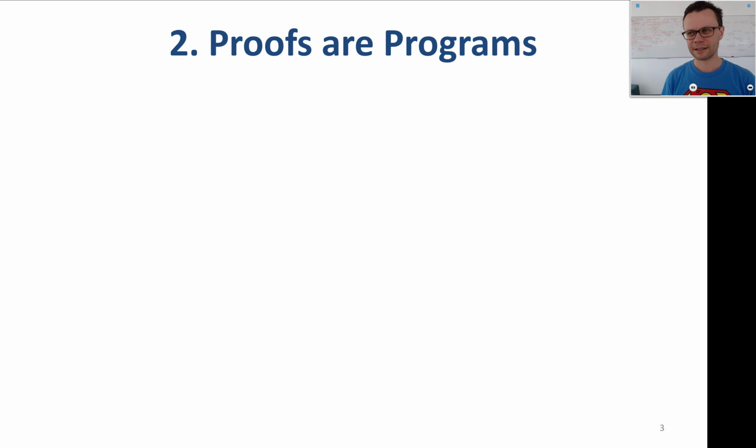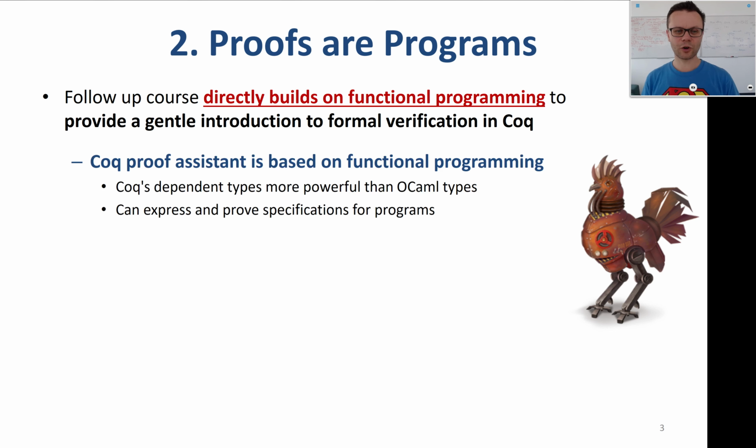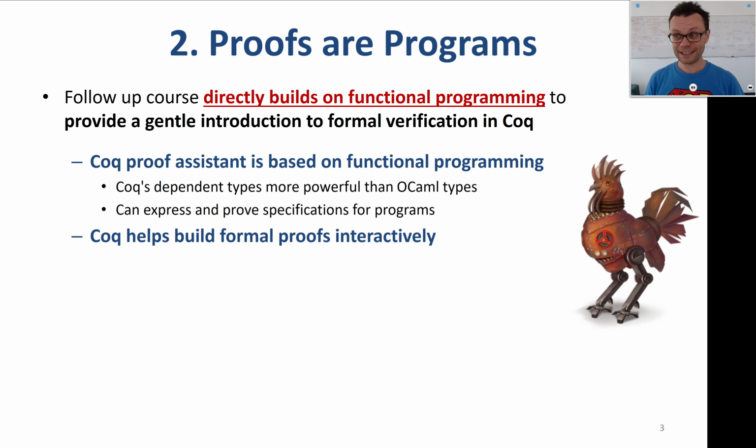So our second course is about formal verification. It's called Proofs Are Programs, and directly builds on functional programming to provide a gentle introduction to formal verification using the Coq proof assistant. So Coq is a proof assistant based on functional programming. It has a more powerful type system, so it has dependent types that are more powerful than the usual kind of types one uses in functional programming. In particular, these types can express and prove specifications of programs, which is very helpful for program verification.